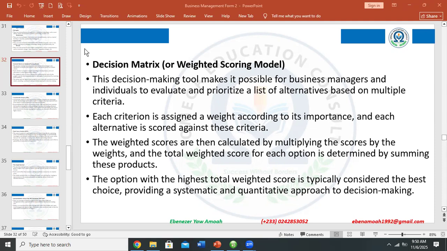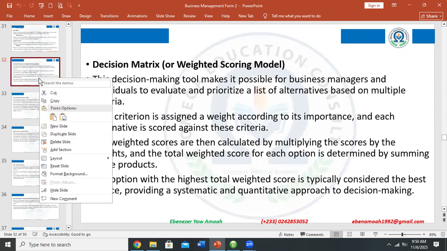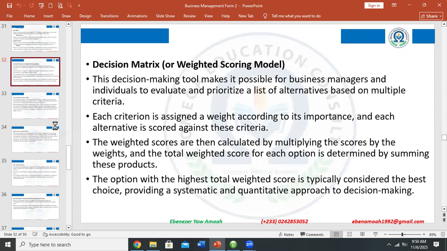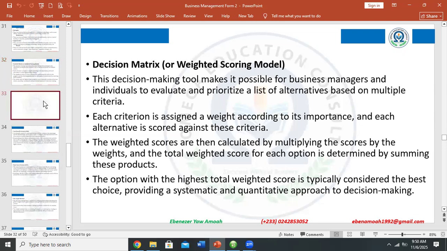Each criterion is assigned a weight according to its importance, and each alternative is scored against these criteria. What I also want you to note is that this is a quantitative approach. When we say quantitative, it means it involves numbers. That is why you see multiplying scores by weight and all that. I think we can make it more understandable. Let me put in a new slide here.